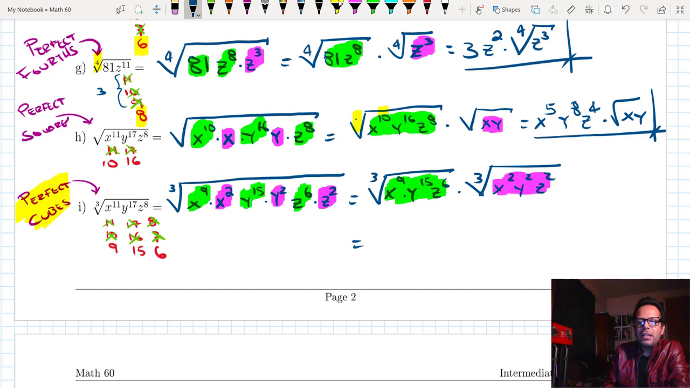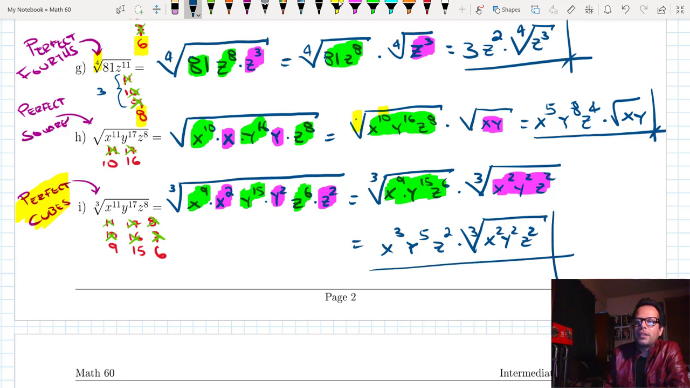So 9 divided by 3, that's going to be x cubed. 15 divided by 3 is going to be y to the 5th. And z to the 6th divided by 3 is z squared, times the cube root of x squared, y squared, z squared. Final answer. So these are examples in which we use the product rule for radicals.